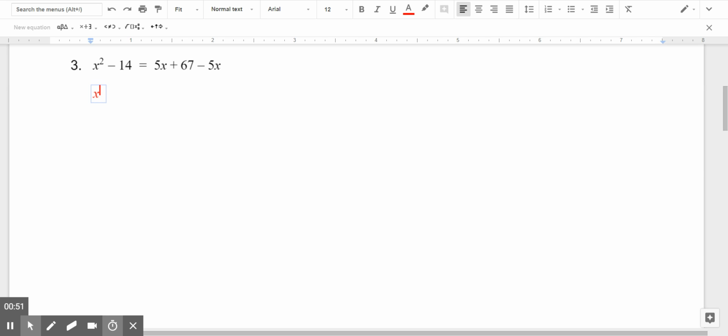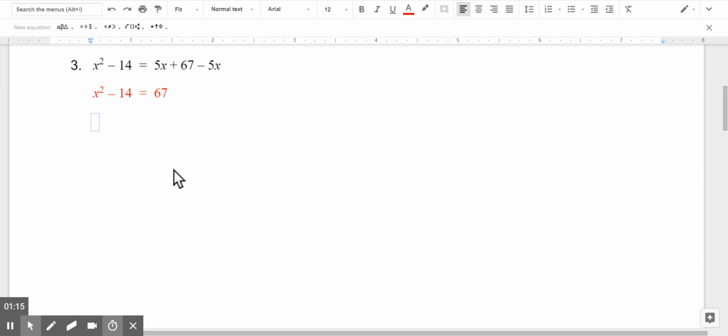The left-hand side, x squared minus 14, is all set to go. But the right-hand side, 5x plus 67 minus 5x, we can cancel out those 5x's, right? When we combine like terms, we get 5x minus 5x, which is 0. So I don't even need to write that down. But 67 stays. So I don't even have any x terms to worry about anymore.